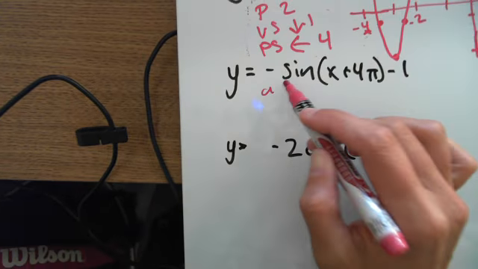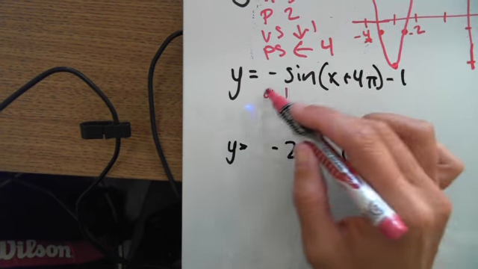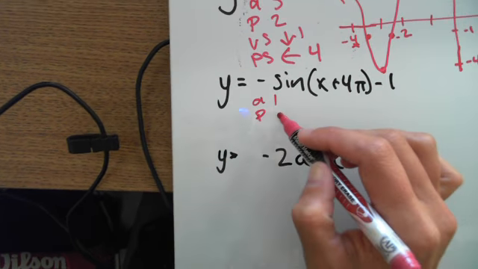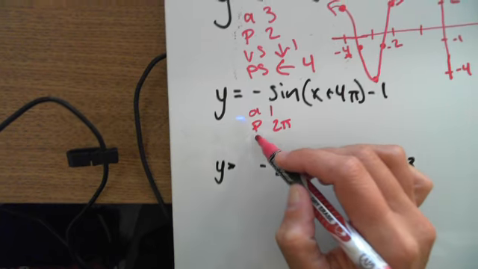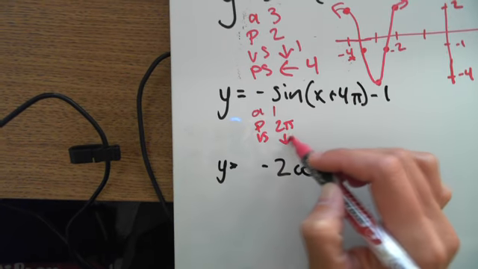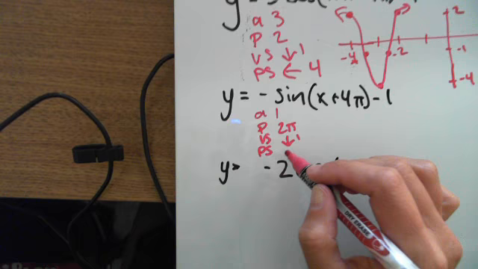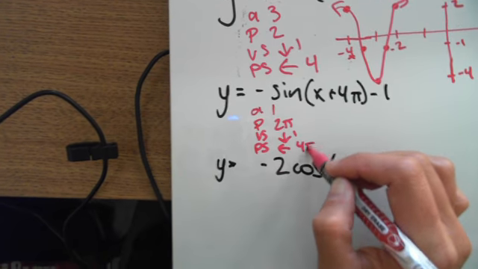Alright, we got 2 more. So sine, we've got an amplitude of 1. It's negative, so if you want to put a little note there, you can. Period 2 pi over 1 gives me 2 pi. Vertical shift of down 1, and then a phase shift of left 4 pi.